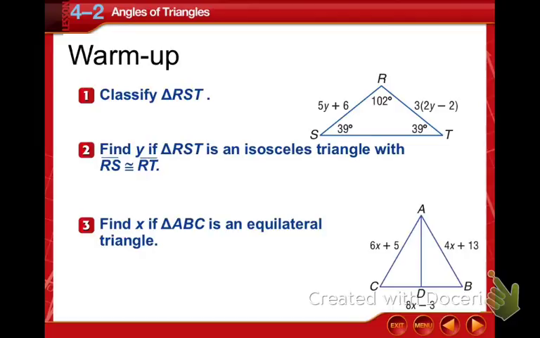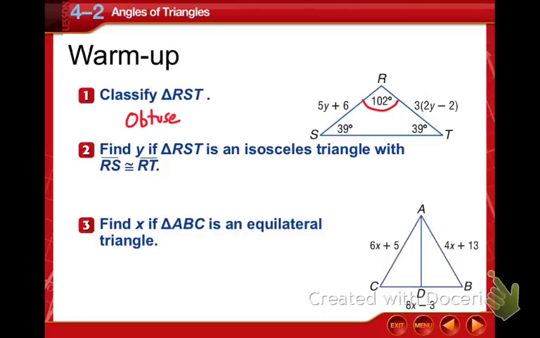So our warm-up here, first we have our triangle given to us, RST. We don't know much about it aside from some angles and some expressions for two of the sides. But we do know that one of the angles is 102, that's angle R. And since that angle is 102, that means it is an obtuse angle, which makes this whole triangle obtuse.